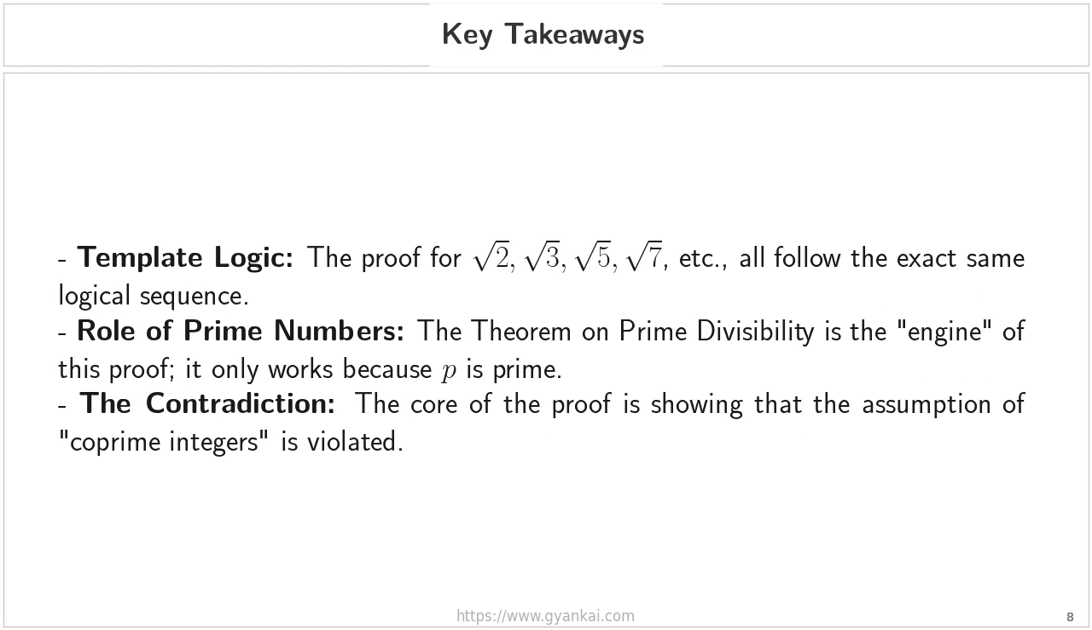Finally, remember the importance of the contradiction. The heart of this entire detective work we discussed earlier is the moment we identify a violation. The core of our proof is the realization that our initial assumption, that the numerator and denominator were coprime, has been broken. By showing that both numbers share a common factor, we effectively collapse the original assumption, leaving us with the undeniable conclusion that the number must be irrational.